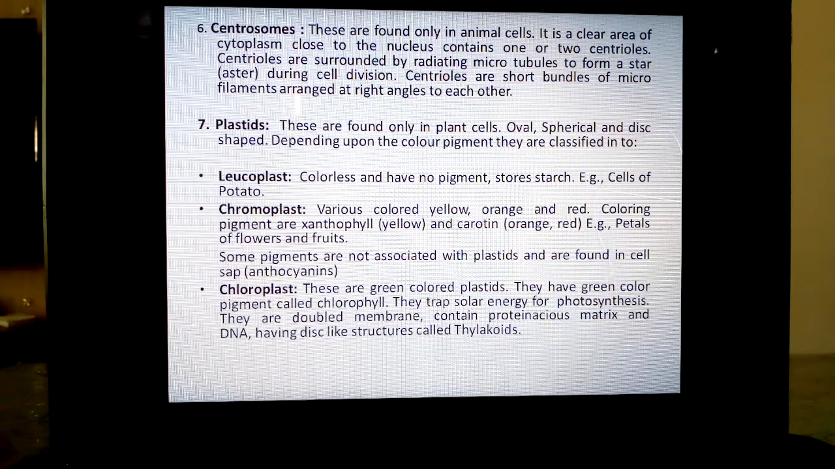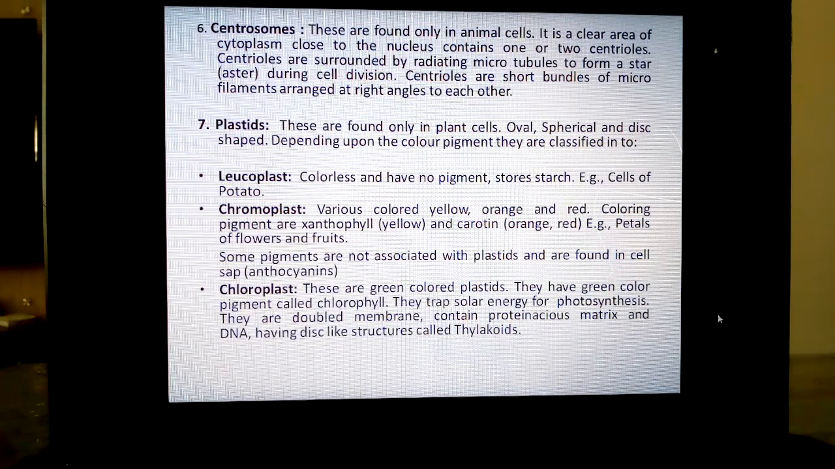Cell sap is a substance present in the vacuole, and some of the pigments like violet color and dark brown are all present in cell sap, children. They are not related to the plastids and they are called anthocyanins. Chloroplasts, these are green colored plastids. They have a green color pigment called chlorophylls. They trap solar energy for photosynthesis.